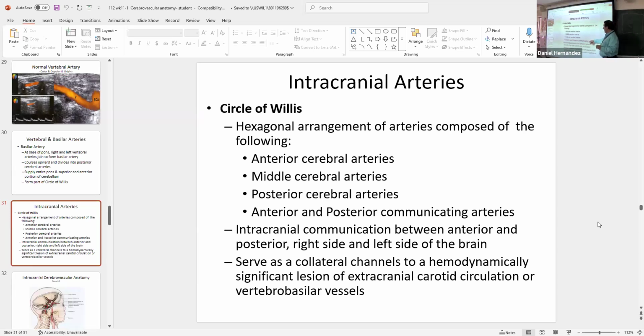So the anterior communicating artery communicates the right and left hemispheres. The posterior communicating arteries communicate the anterior and posterior circulatory portions of the brain. These are very important because they serve as collateral pathways or channels when patients have significant hemodynamic lesions, or significant stenoses and blockages in their extracranial circulatory pathways.